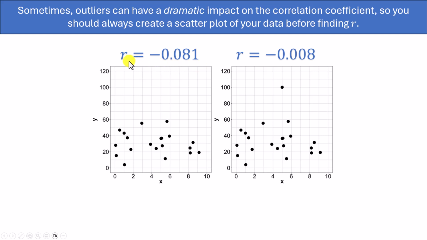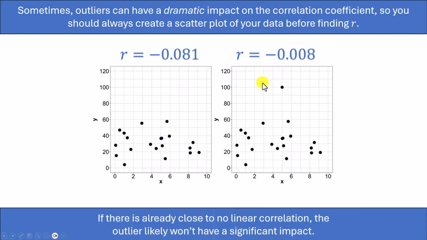But this one is already so weak to begin with, so the introduction of the outlier didn't really change things all too much, right? So if there's already close to no linear correlation, then the outlier also might not really have that much of an impact, right?